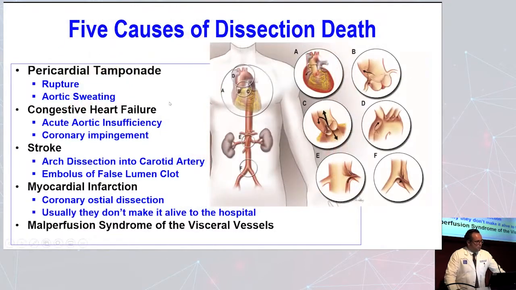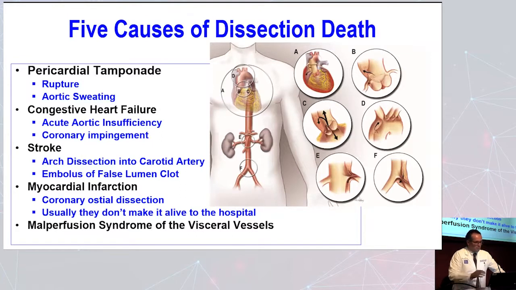The important reason that we treat these dissections is because we're trying to prevent the reasons that people die of dissection. One is pericardial tamponade. Sometimes when we open the chest and the pericardium, you see a bloody pericardial effusion, but it's not because it's ruptured. It's because the aorta sweats around and fills the pericardial space, and that can cause tamponade. So that's one of the reasons that people die.